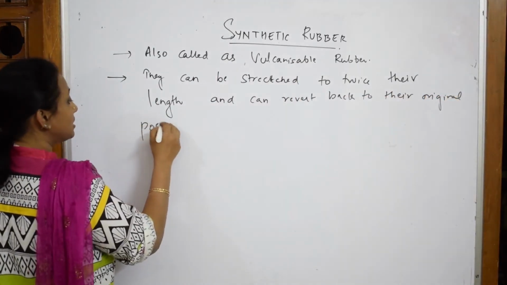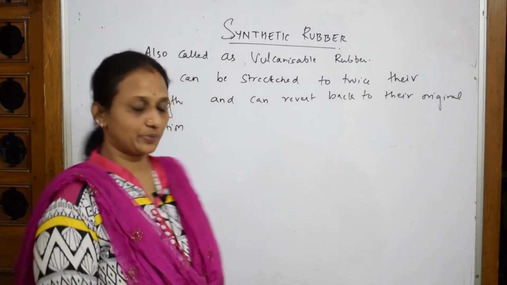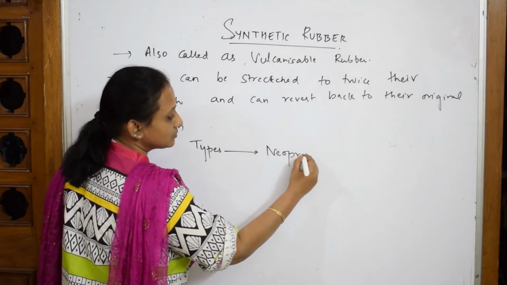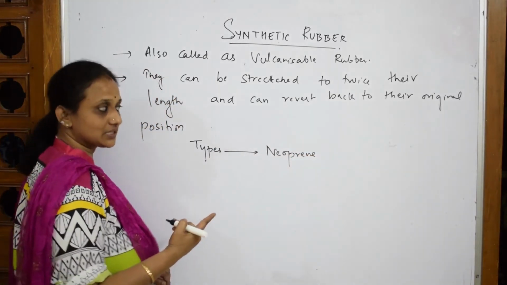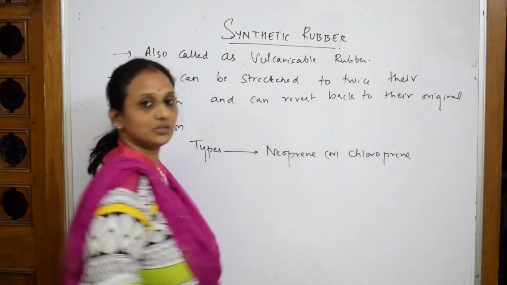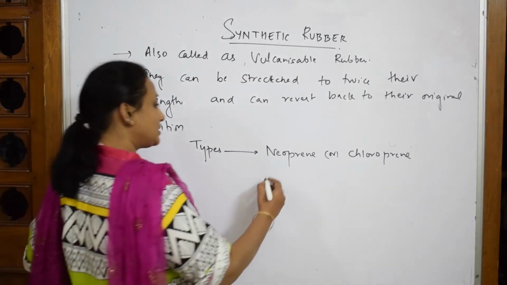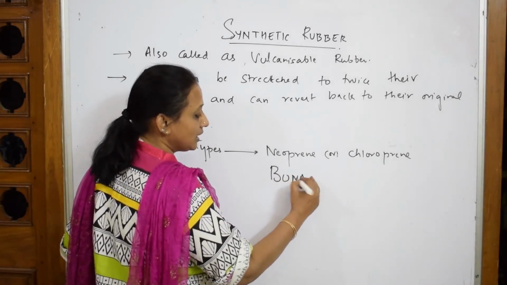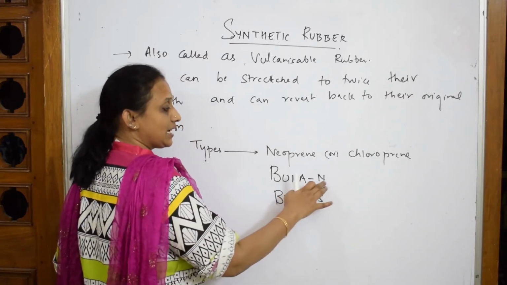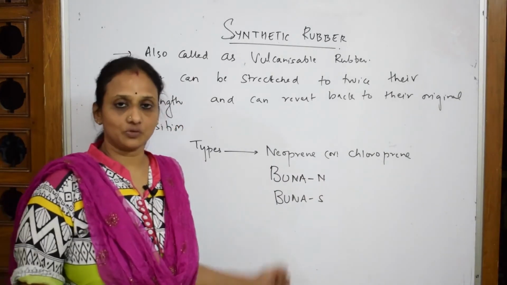So when you're going to learn about synthetic rubbers for your syllabus, you have 3 types to learn. Let us write that. Types: you'll be learning about neoprene, which is also called chloroprene, where you have the chloroprene unit. We will see the structure also. We'll write the monomer and polymer. After that, you have Buna N and Buna S: butadiene, acrylonitrile, butadiene, styrene. So let's come back and learn the structures and uses for all these.